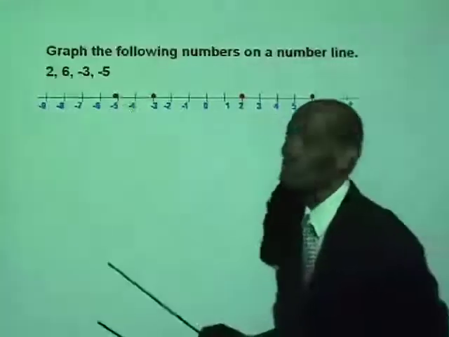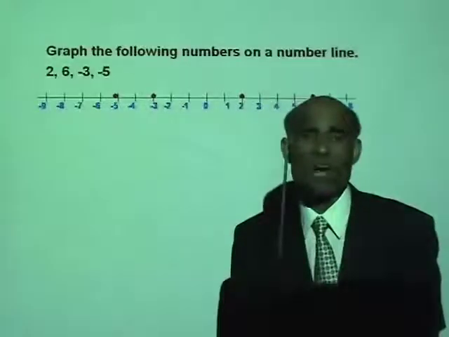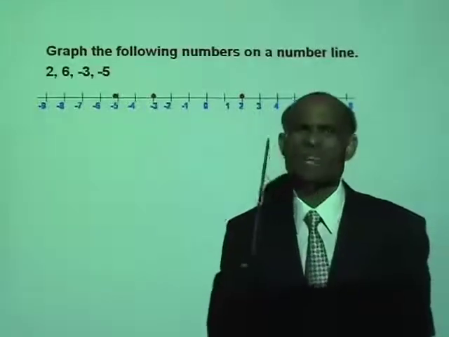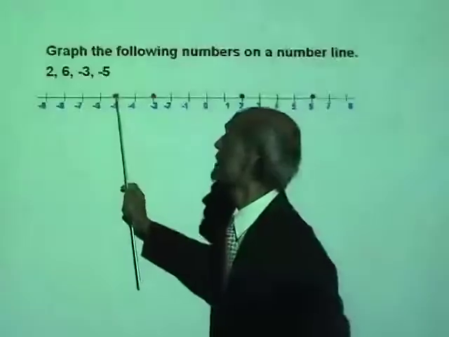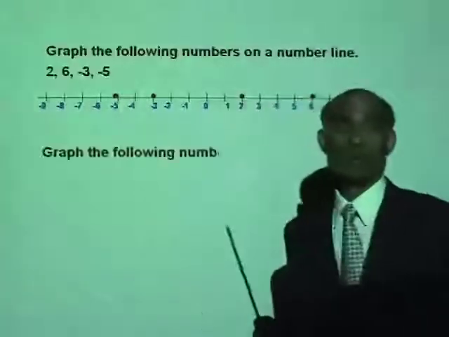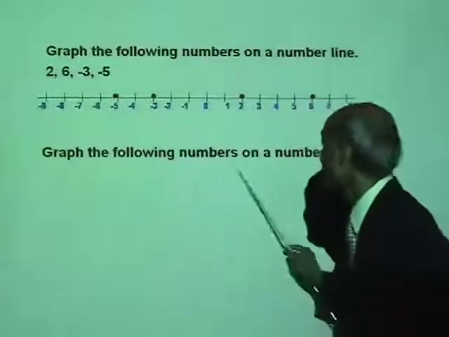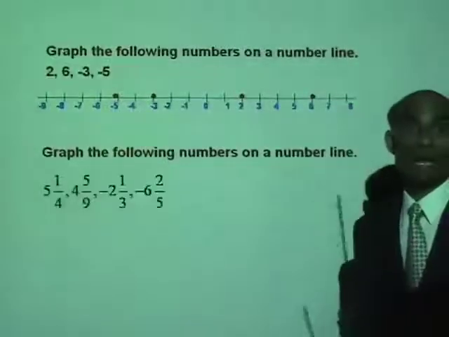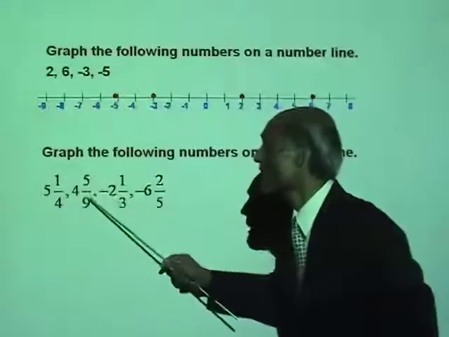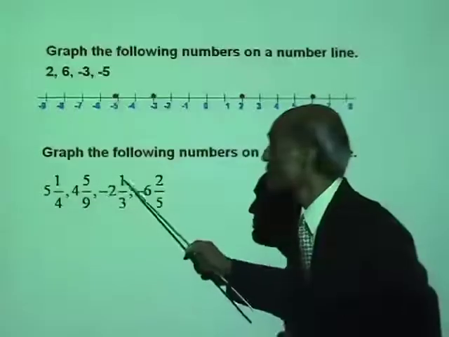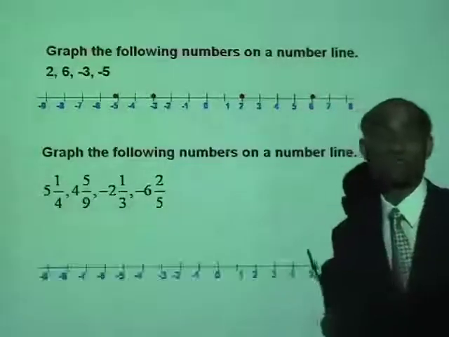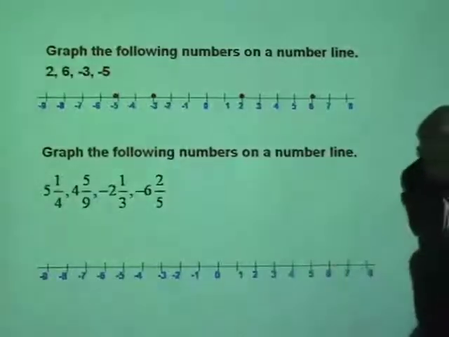Now you notice that sometimes I will not be able to mark the positions exactly where I want. The computer doesn't let me do that sometimes. You can see that got displaced slightly from negative 5. Okay, graph the following numbers again on the number line. 5 and 1/4, 4 and 5/9, negative 2 and 1/3, negative 6 and 2/5. Now, can you do this?